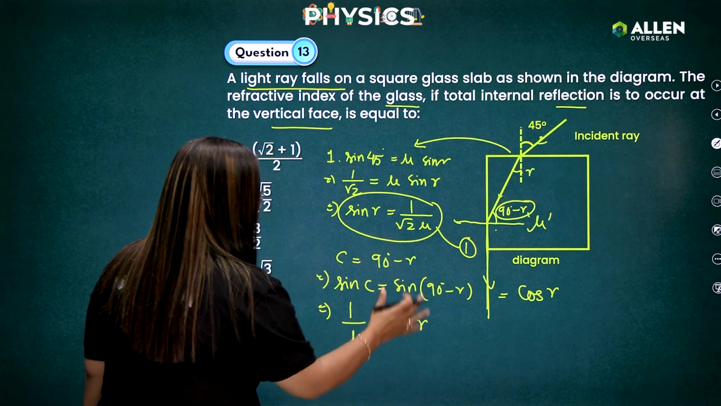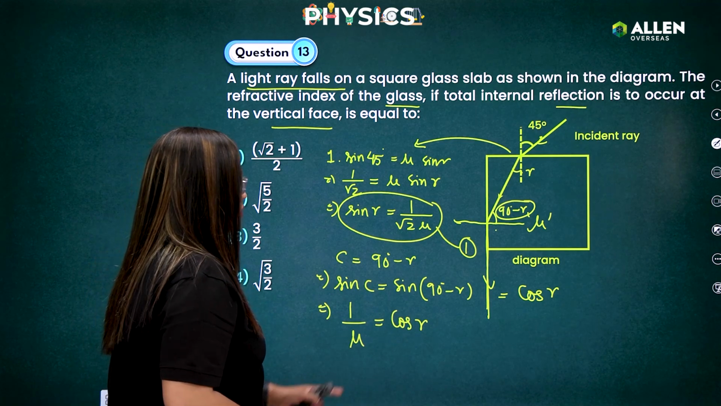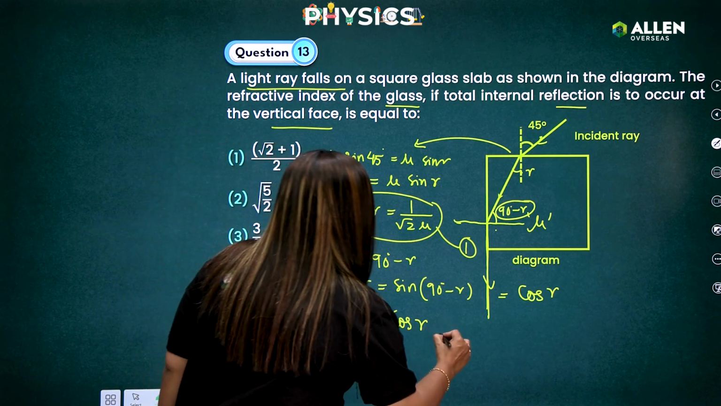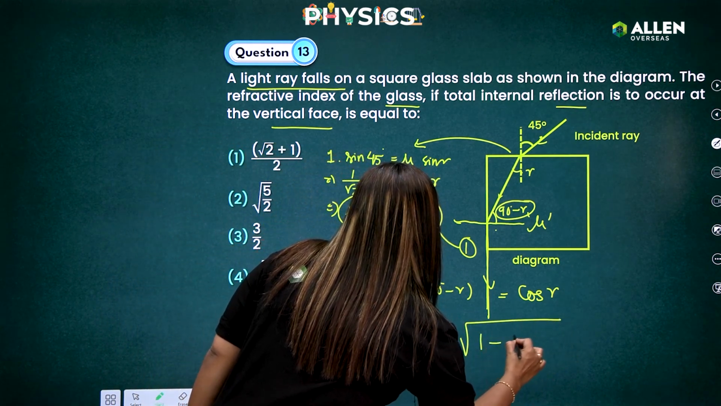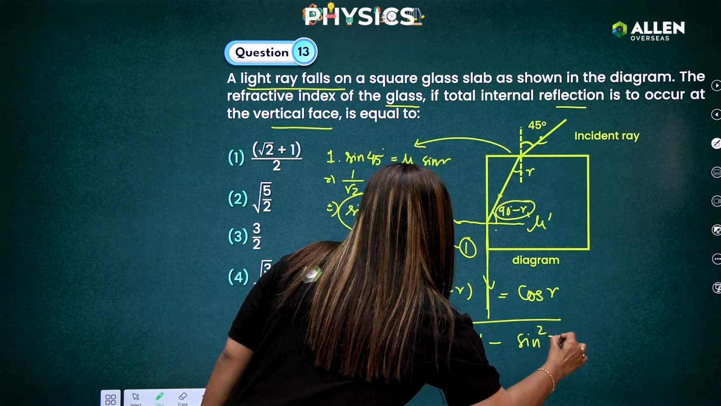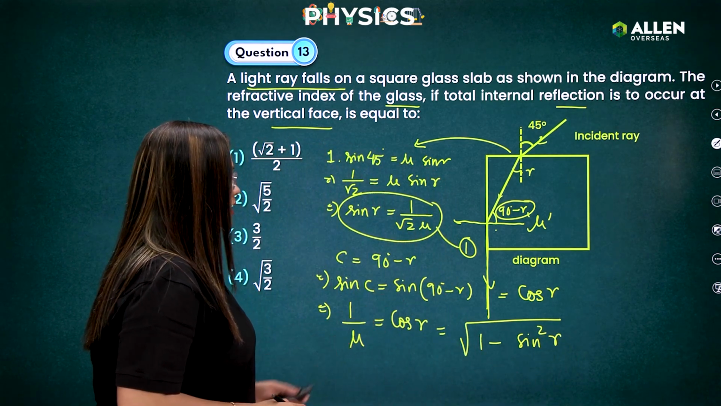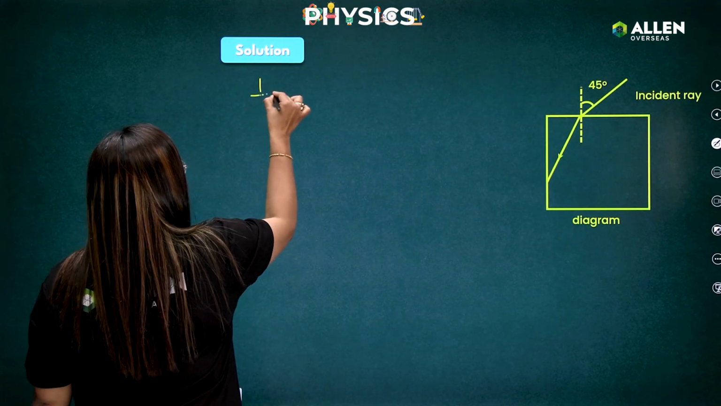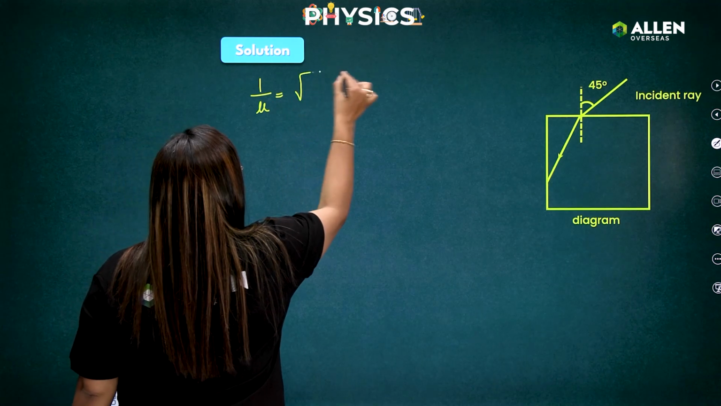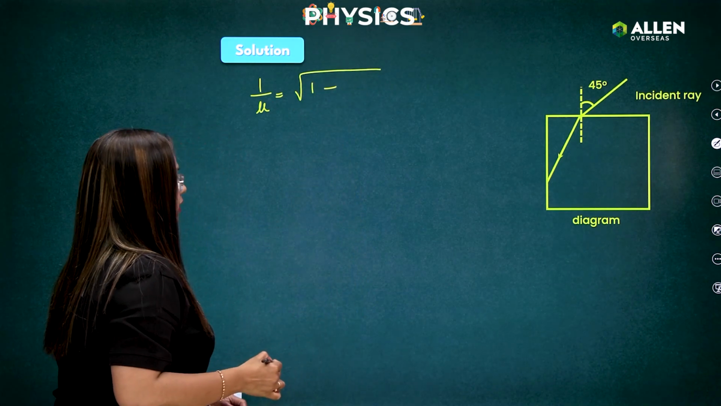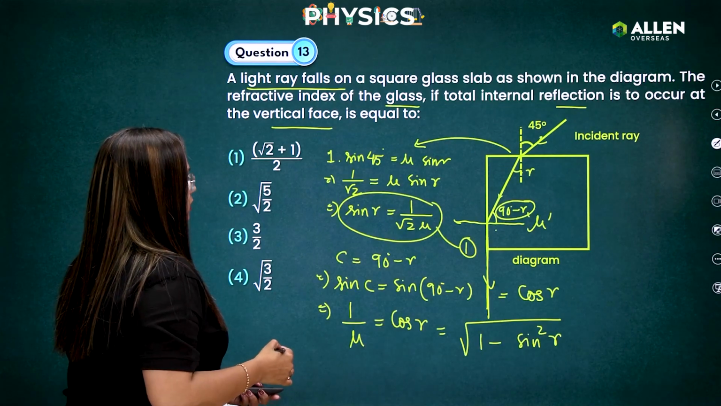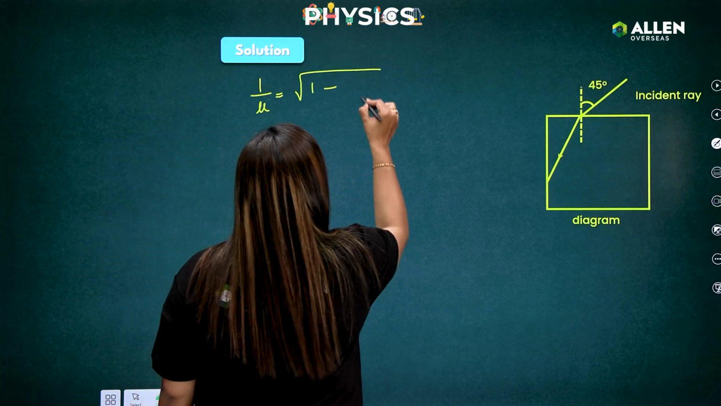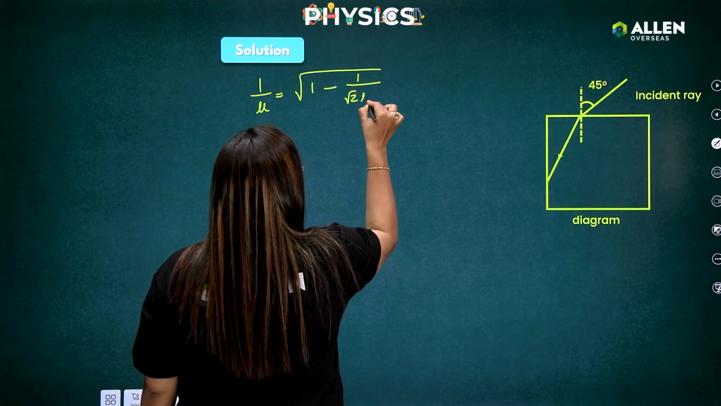And how is this result going to help us find out cos r? You know that cos theta is nothing but the square root of 1 minus sin square theta, which can be written as square root of 1 minus sin square r. In the next step we can take this result and calculate it. 1 by mu is equal to square root of 1 minus sin square r, and you have already calculated the value of sin r as 1 by root 2 mu. So we can write here 1 by root 2 mu whole square.